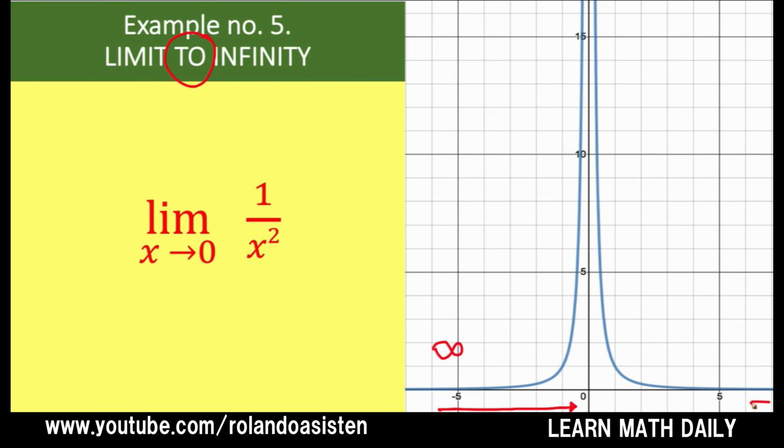If you are coming from the right, what is the limit of the function as x approaches 0 from the right? Notice also that the y value is getting higher and higher to positive infinity. So the left hand and the right hand limits are the same. So the two-sided limit exists and that is equal to infinity. So as x is getting closer and closer to 0, the y value is going to infinity.